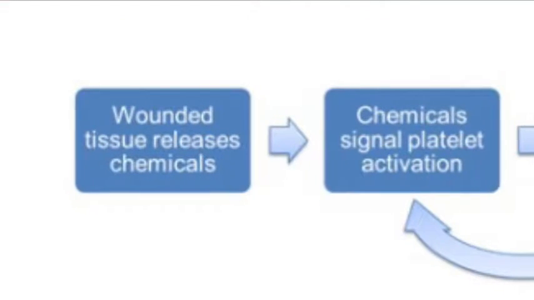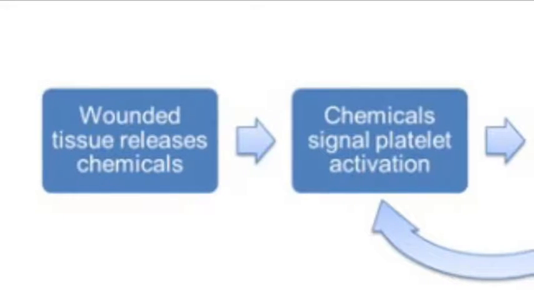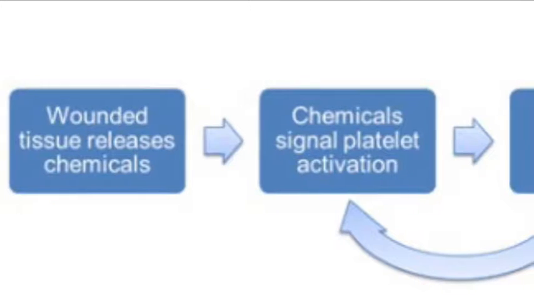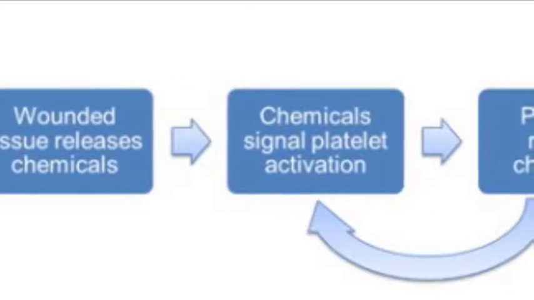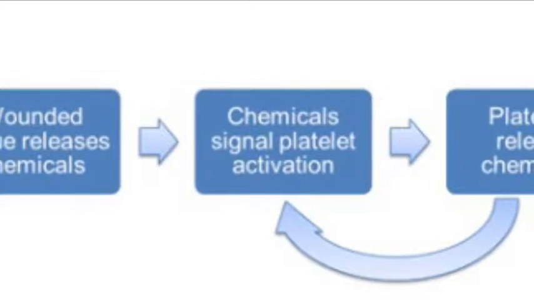A good example would be blood clotting. When tissue is torn or injured, a chemical is released. This chemical causes platelets in the blood to activate. Once these platelets have activated, they release more chemical which signals more platelets to activate until the wound is clotted.